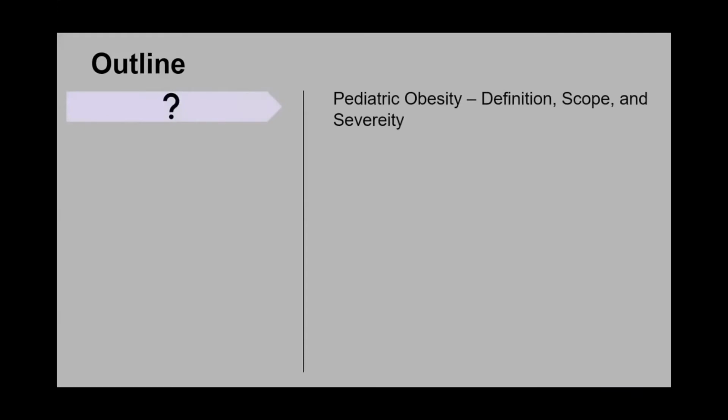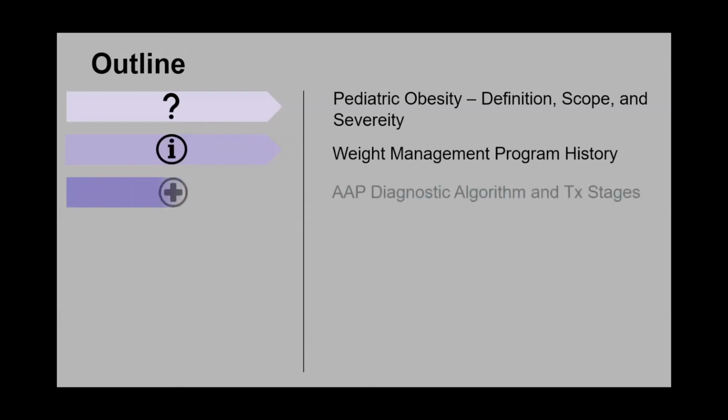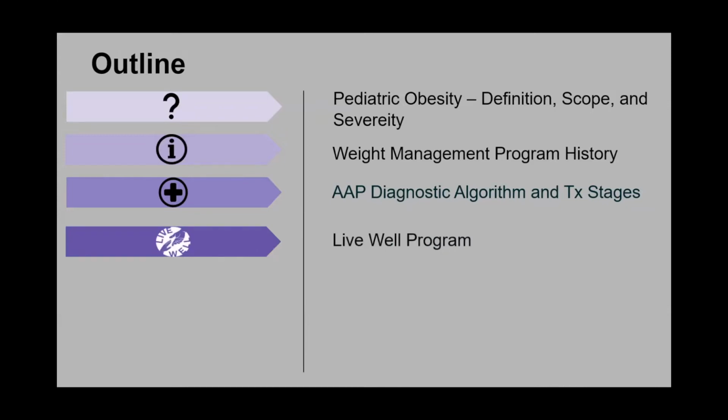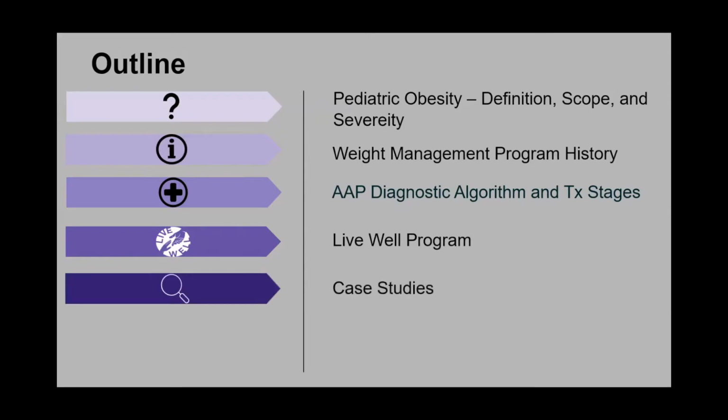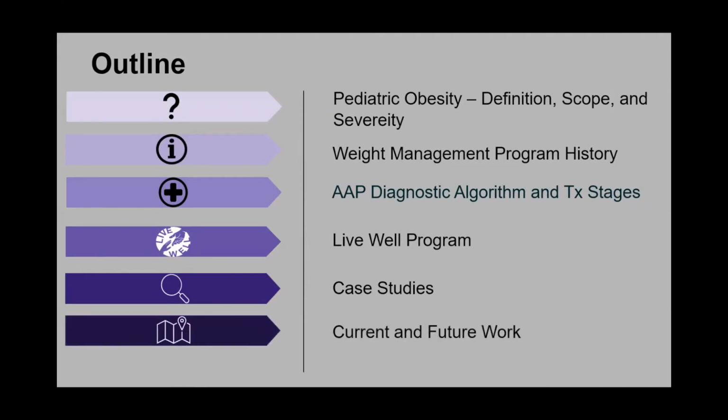So today we're going to define pediatric obesity, and we're going to look at scope and severity of pediatric obesity. Then we will look at our history and how we have attempted to combat this epidemic. Next, we will discuss the American Academy of Pediatrics and their proposed algorithm. Next, we will look at a couple of case studies who have completed our program to its entirety. And lastly, we will discuss our current and future work.